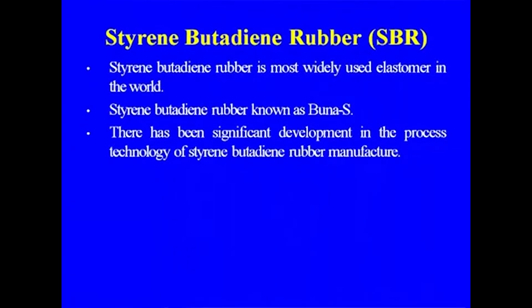Now let us discuss styrene butadiene rubber, which is one of the most widely used elastomers in the world because of its availability and the flexibility in the raw material, either from the molasses route or from petrochemicals. Styrene butadiene rubber is also known as Buna-S. There has been significant development in the process technology of styrene butadiene rubber manufacture.